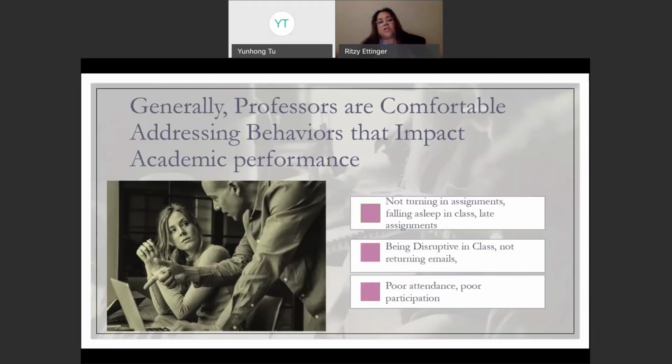Okay, so these three are the ones for academic performance only. So if they're not turning in assignments, if they're falling asleep in class, if they're being disruptive, not disruptive in a way that's concerning, but more what other students might call extra. But they're not returning emails, not attending class, they're not participating. When they do, they're not waiting their turn. That's academic performance being impacted. However, that doesn't mean that the other two might not be present for students. So let's look at the other two. And Tom, would you go to the next slide?